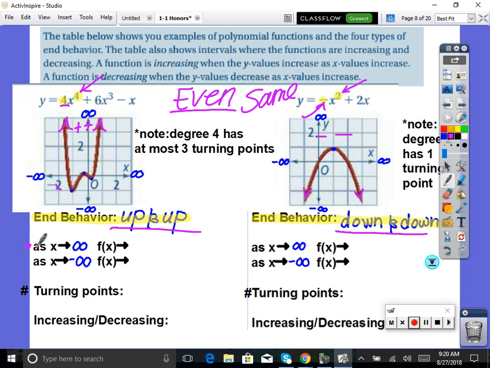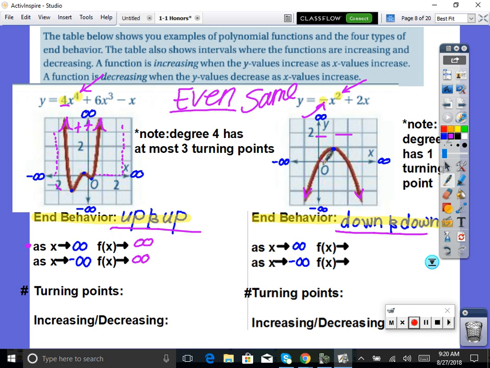It says, as x goes to positive infinity, where's your function going to? Positive infinity. So we would put in positive infinity. Then it says, as x goes to negative infinity, where's your function going to? Also positive infinity. So if we have a rough sketch here, we can very easily do this part. Does that make sense? Okay, let's do the down and down.